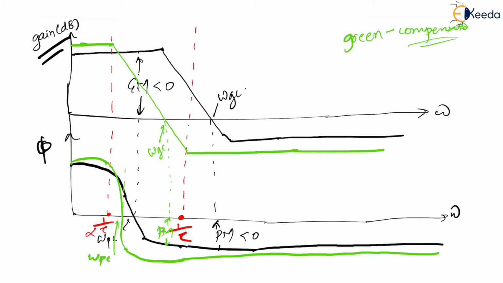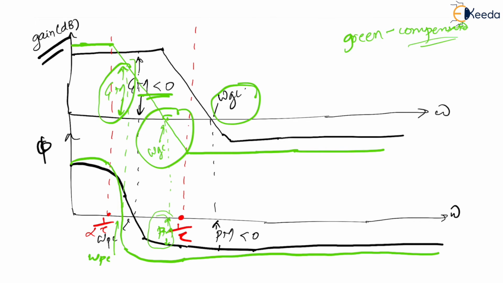Similarly, at this omega PC, if you check out, this becomes your gain margin, which is negative itself. What does this mean? This means that initially it was unstable, but now it has become even more unstable, right? Because GM has reduced, PM has reduced, omega GC has reduced. Omega GC was initially here, it is now here, which means omega GC has also reduced.